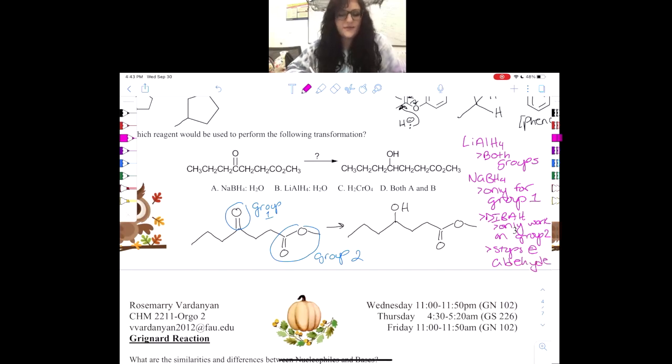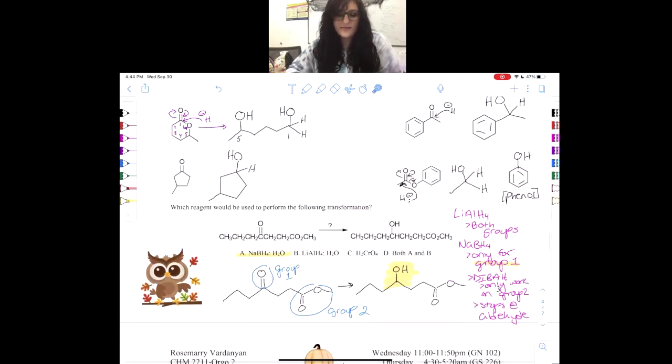So with this information, all we have to really do is look at this molecule and see that the ketone was reduced, but the ester was not. Therefore, the only reagent that could make this reaction happen is NaBH4 because it only works for group 1, not group 2. And there it is. That's your answer. That's all I have for oxidation and reductions. Go back and practice these on your own, and that's it.